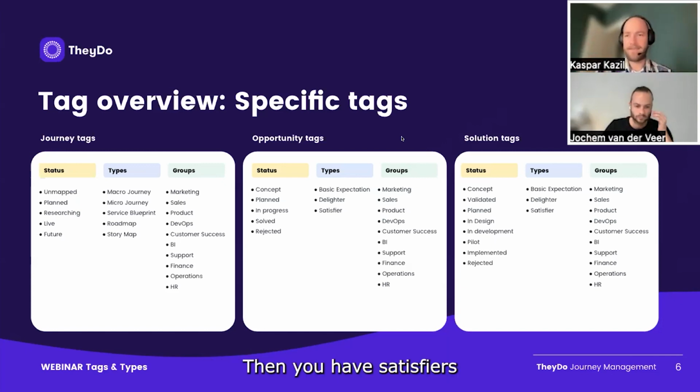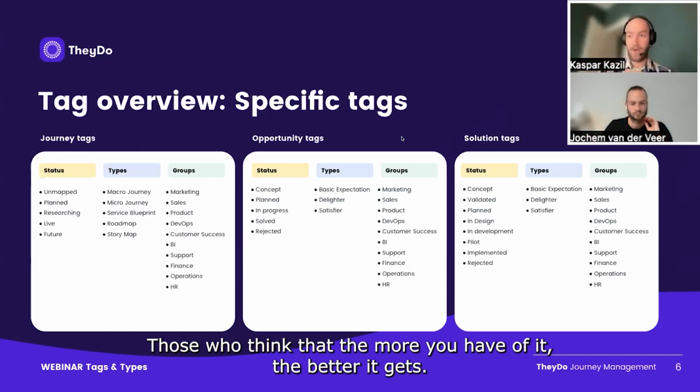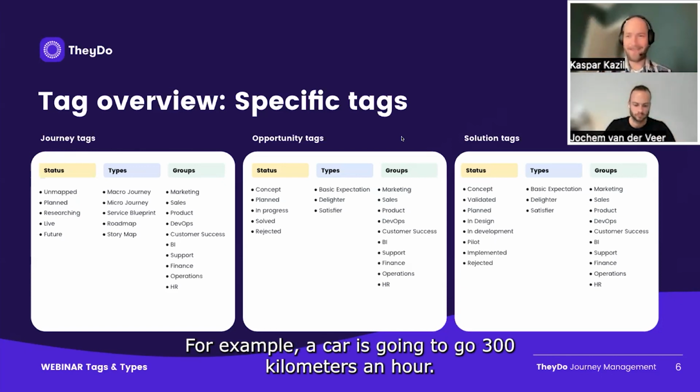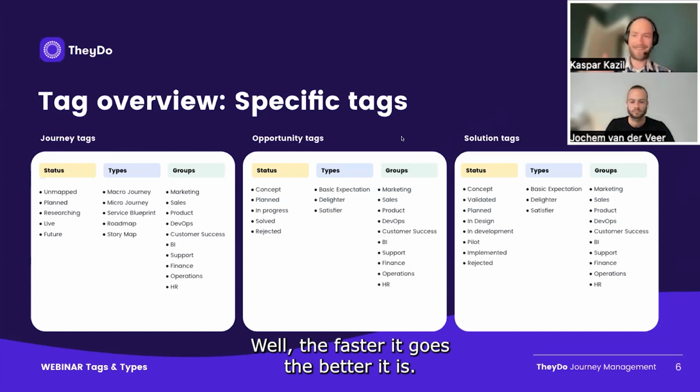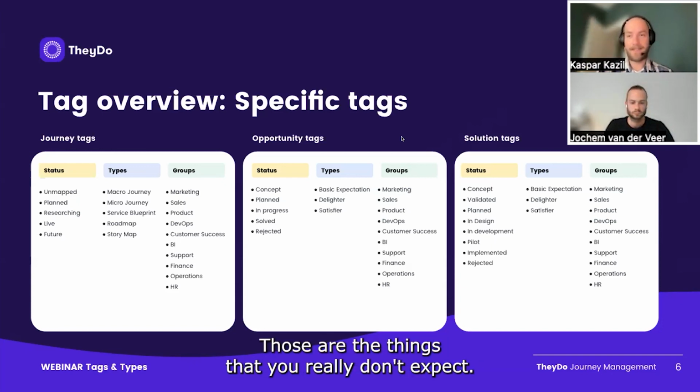Then you have satisfiers. Those are things where the more you have of it, the better it gets. For example, a car: if it can go 300 kilometers an hour, well, the faster it goes, amazing, the better it is. And then there's delighters. Those are the things that you really don't expect.